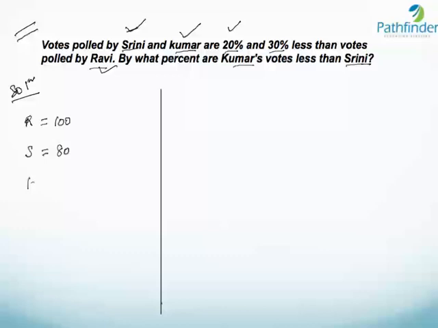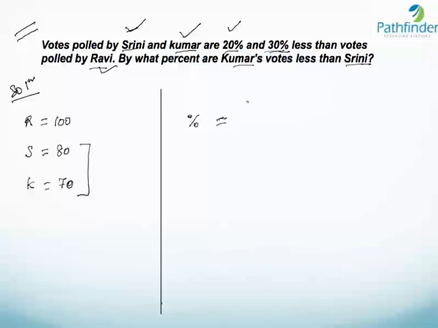What about Kumar's votes? Kumar polled 30% fewer votes. So, therefore, Kumar must have got 70 votes. Now, the question is by what percent are Kumar's votes less as compared to Srini's votes? So, for the required percentage, we have to compare Kumar's votes with Srini's votes.